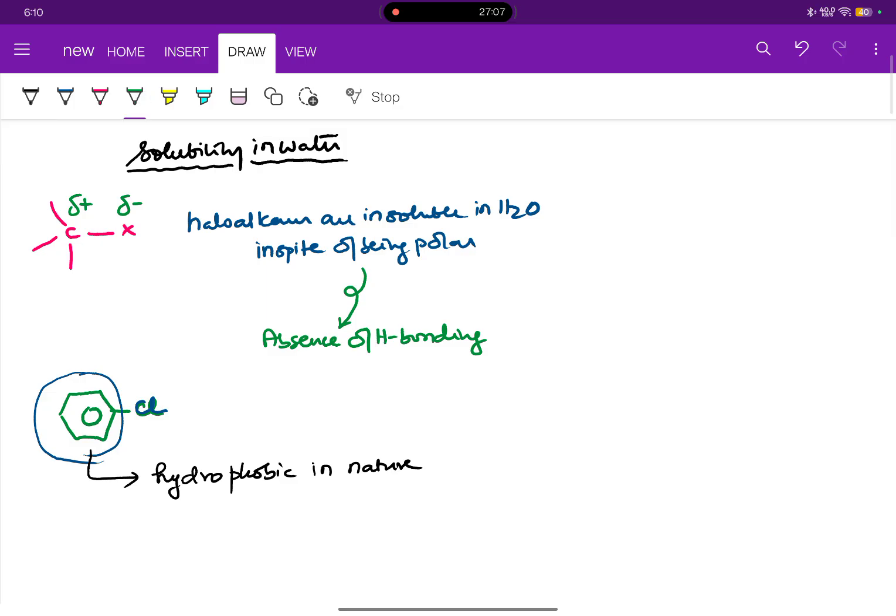I even talked about the dipole moment, right? So this dipole moment plays a very important role in the molecule's polarity and its solubility in polar or non-polar solvents, whatever solvent you take. So let us take the methyl chlorides. Let me draw this.